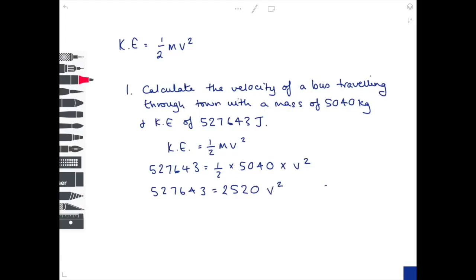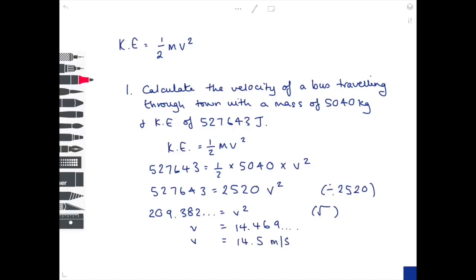Now we need to get v squared by itself, so the way in which we do that is divide both sides by 2520. So I'm going to do 527,643 divided by 2520, which gives me a value of 209.382... equals v squared, and then we just need to square root to make sure we just get a value for v. So v equals 14.469. Notice I haven't rounded too early. I'm now going to round to 3 sig fig, so it becomes 14.5, and it's a velocity, which means the unit's meters per second.